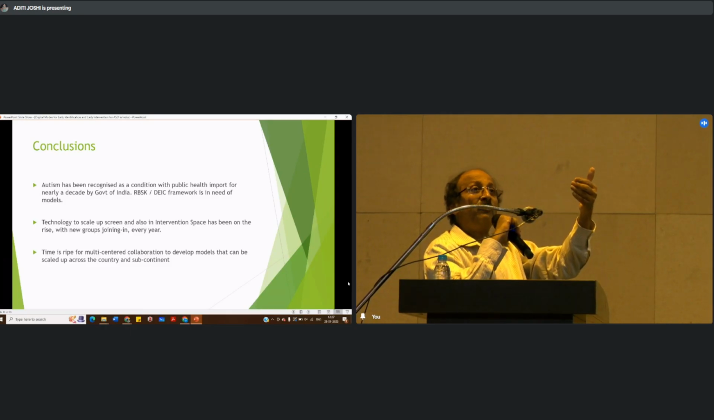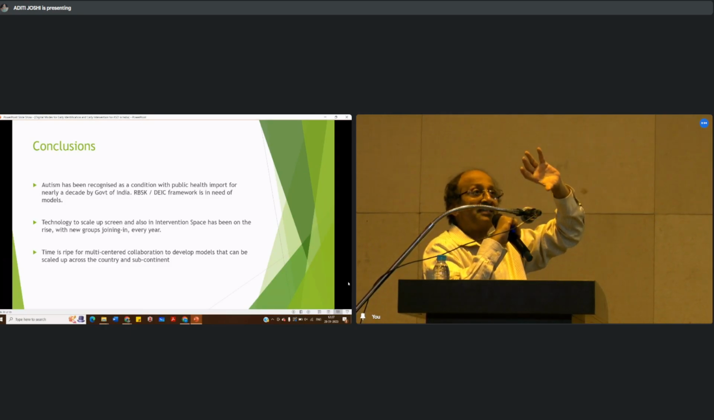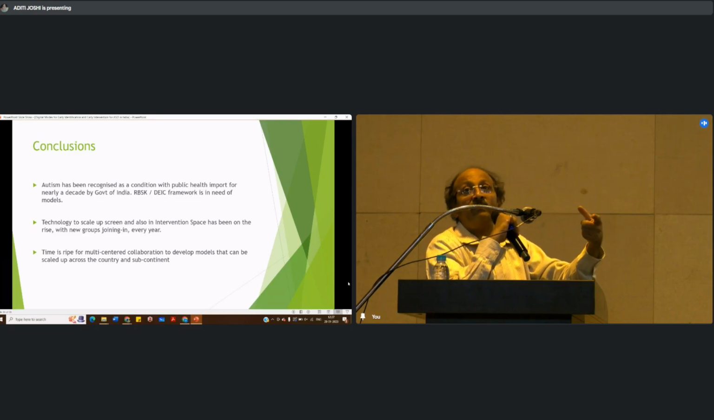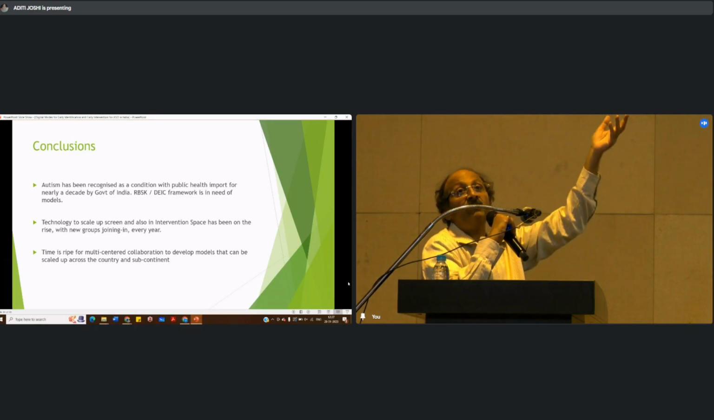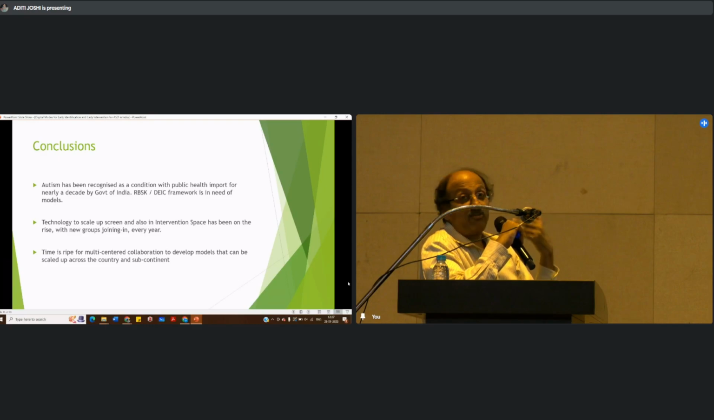And of course, then they have to come to clinicians who have access to a large number of children to validate the work that they have done. After that, it's ready for market use. So this is increasing exponentially, and it's a very exciting area to get into. And I think the time is right for multi-centered collaboration to develop models that can be scaled up across the country, and probably it will apply to the whole subcontinent.